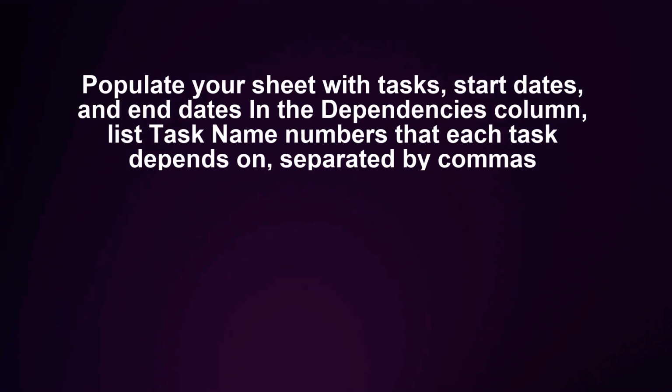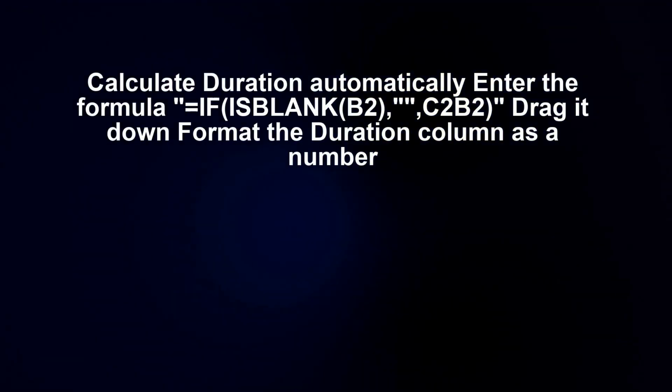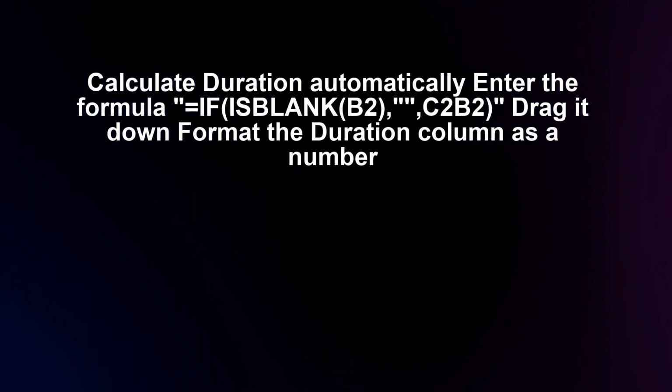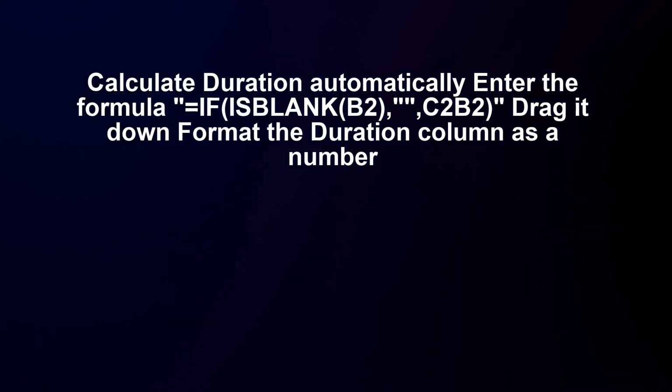In the dependencies column, list the task numbers that each task depends on, separated by commas. Calculate duration automatically by entering the formula: equals IF(ISBLANK(B2), C2 minus B2), then drag it down. Format the duration column as a number.